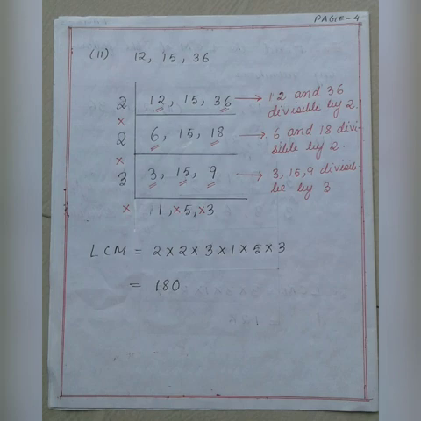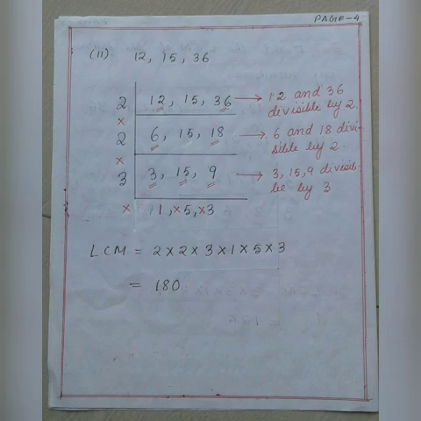12 and 36 are divisible by 2. So if I divide 12 by 2, I get 6. I have written it in the next row. If I divide 15 by 2, it is not divisible. If I divide 36 by 2, it is 18. So in the second row, I have got 6, 15 and 18.